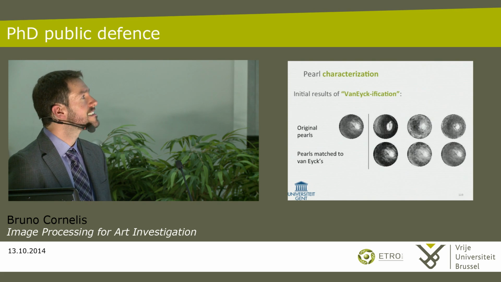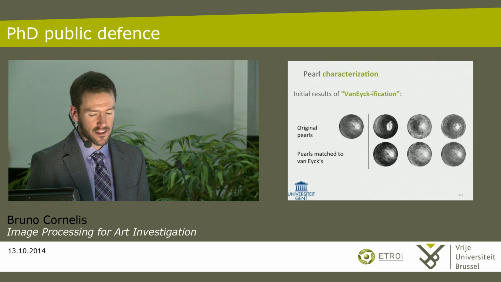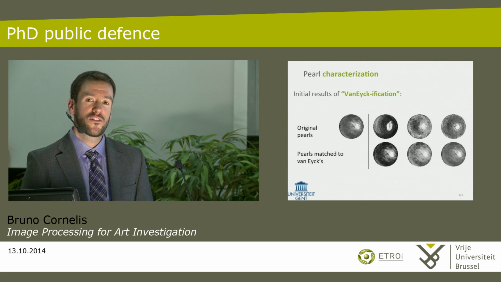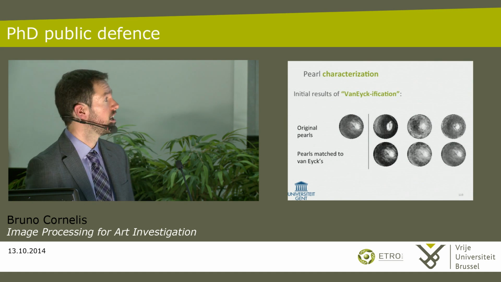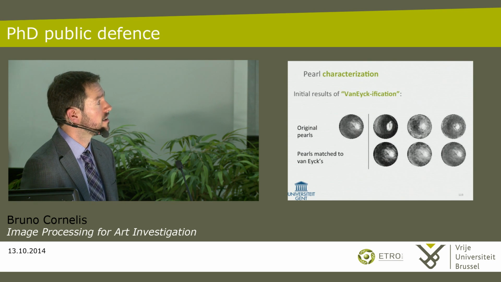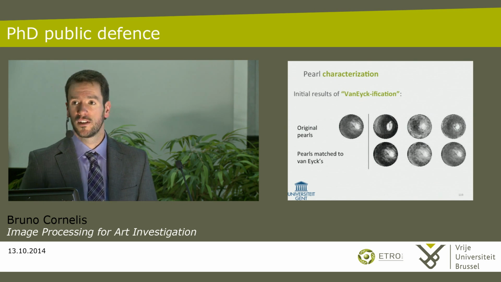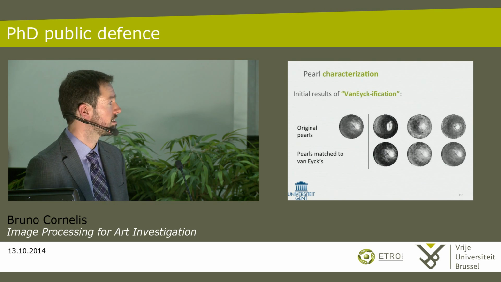And this last slide is the very initial work on trying to Van Eyckify paintings that were not made by Van Eyck. So, for example, here you can see a Van Eyck pearl. These are pearls of their copyists, and this is after we apply that transform. So you can see that they nicely match the pearls of Van Eyck. So this is a very initial work in that context.